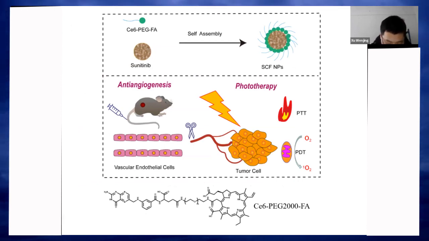Our team used an amphiphilic polymer to prepare novel nanoparticles by the self-assembly method, with synergistic anti-vascular activity and PDT and PTT. Sunitinib can induce the apoptosis of vascular endothelial cells, inhibiting tumor angiogenesis.